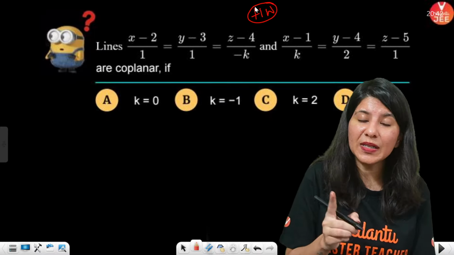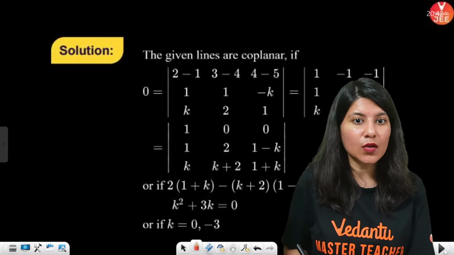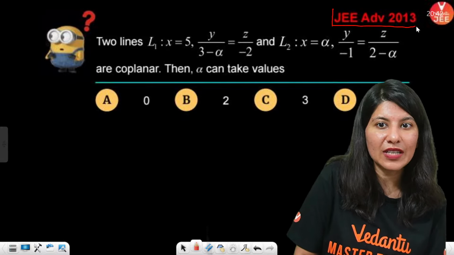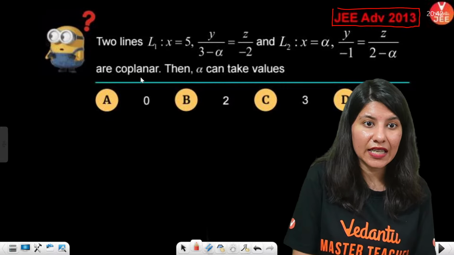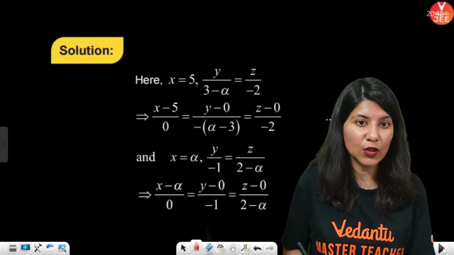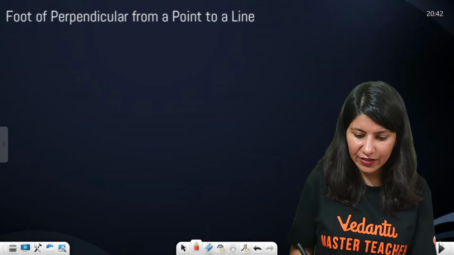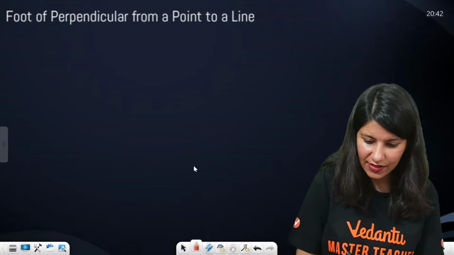So the condition of coplanarity is something which is actually very, very important. You can get a question in your exam as well. So I am giving you one more question, like 3 homework questions, JEE Advanced. This was asked in 2013. Line 1 and line 2 are coplanar and alpha can take what all values. I guess the condition of coplanarity we have done enough. Ma'am, voice was clear. Oh nice, thank you.